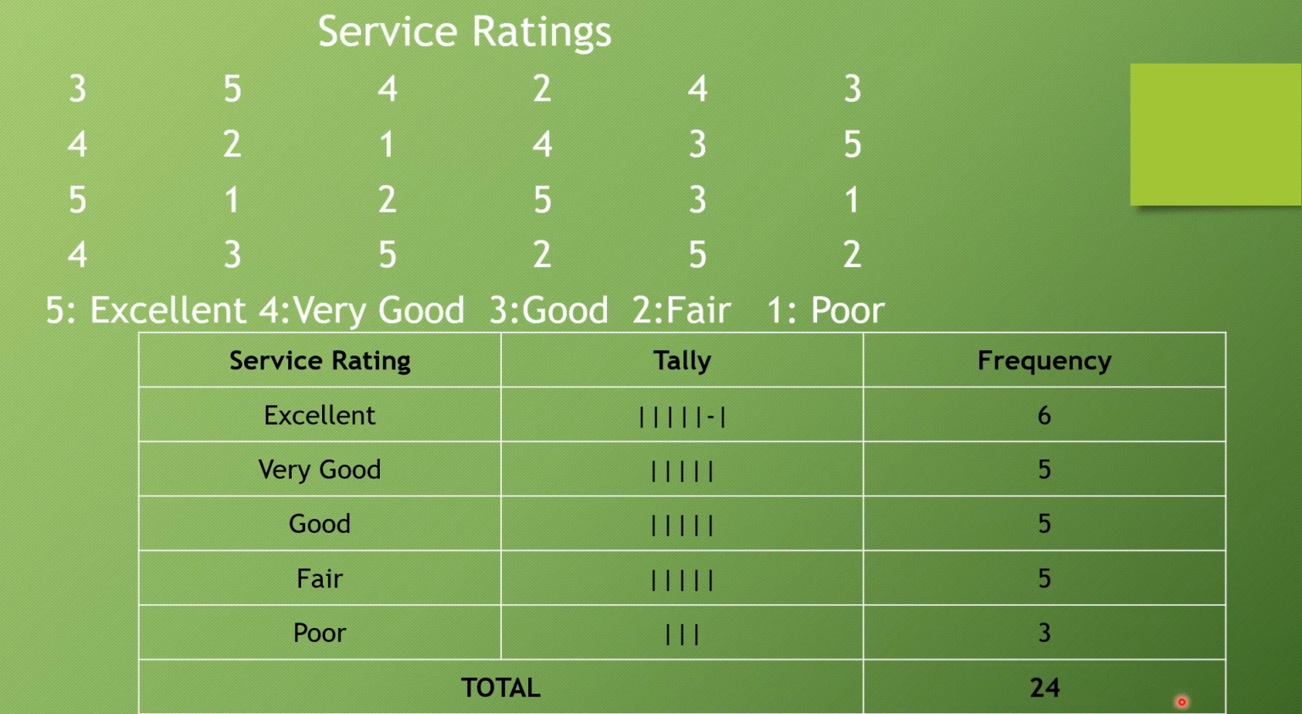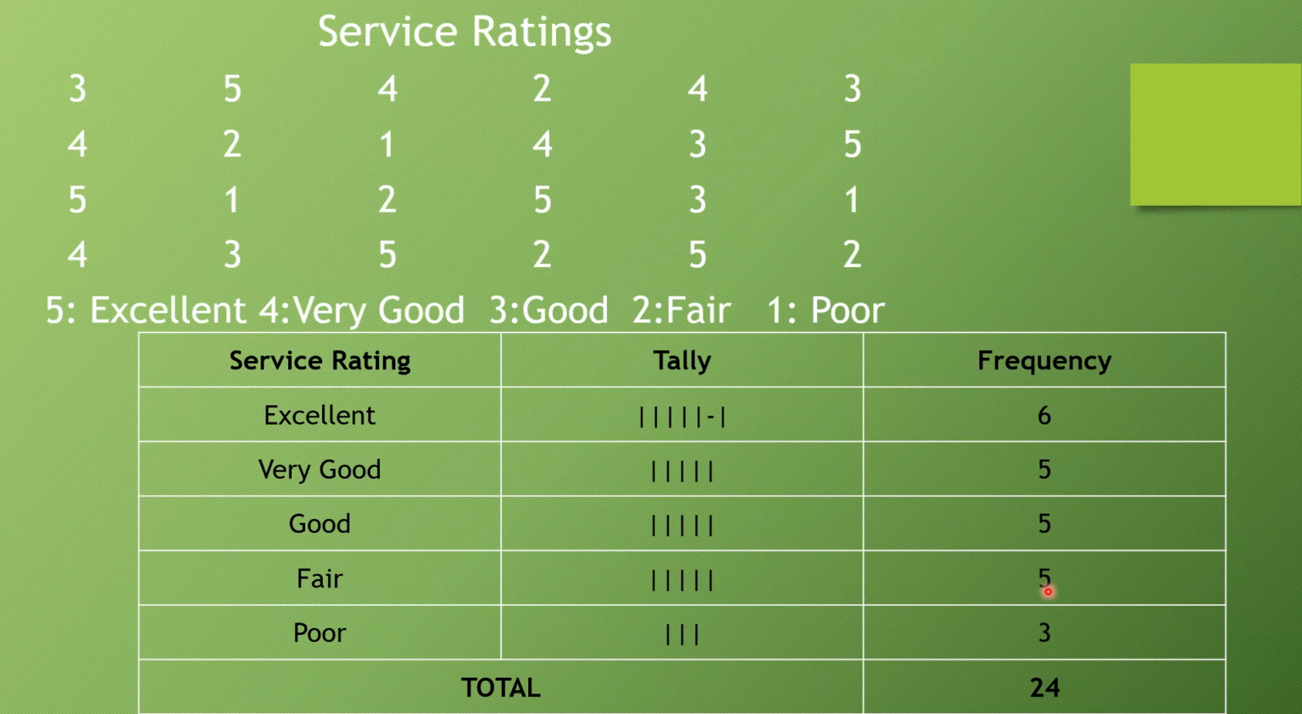The ratings of 3 and below consist of good, which is 3, fair, which is 2, and poor, which is 1. Their frequencies are 5, 5, and 3, respectively. Adding these 3 frequencies will result to 13, the number of passengers who gave a rating of 3 and below. So meaning, from good to poor, there are 13 passengers who gave a rating of 3 and below.